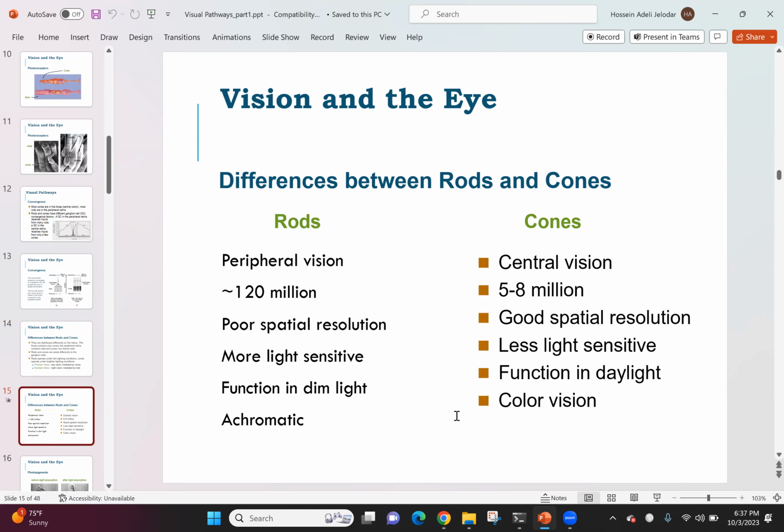So just side by side, rods mostly mediate peripheral vision. And because they average a lot of the stuff, they have poor spatial resolution. There's a lot more of them than cones. They're more light sensitive, so your night vision really relies on the sensitivity of rods. They function in dim light for that reason, and they're achromatic, which means they're not sensitive to different wavelengths of light. They're only sensitive to the presence of light. And that's important, right? If they're not sensitive to that, then you're not going to have color vision.